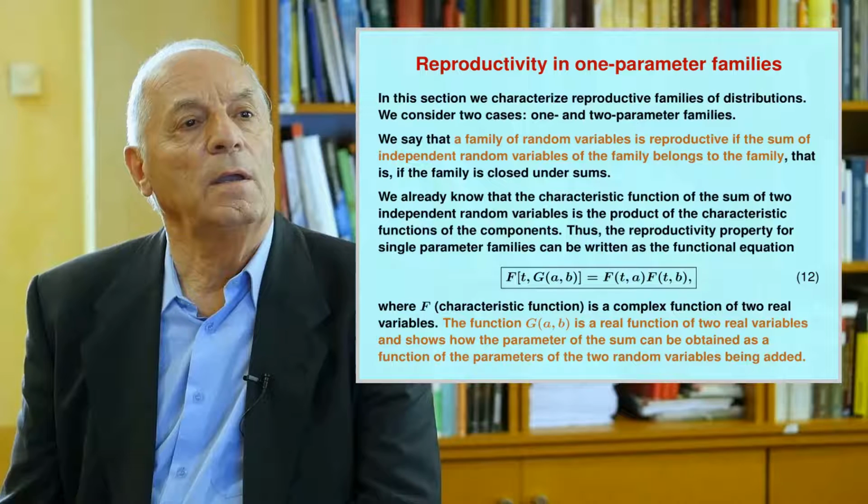From probability theory, we already know that the characteristic function of the sum of two independent random variables is the product of the characteristic functions of the summands. Thus, the reproductivity property for uniparametric families can be written as the functional equation in 12, where the characteristic function f is a complex function of two real variables. The function g is a real function of two real variables a and b, which tells us how the parameter of the sum can be obtained as a function of the parameters a and b of the two random variables being added.